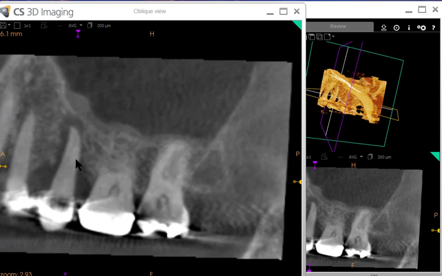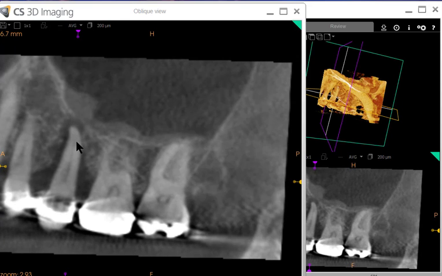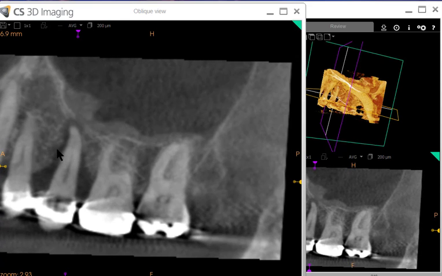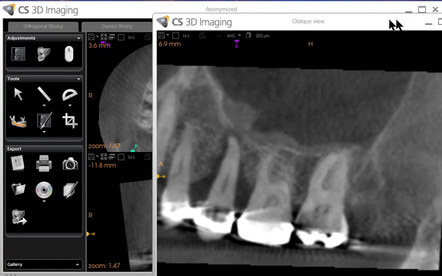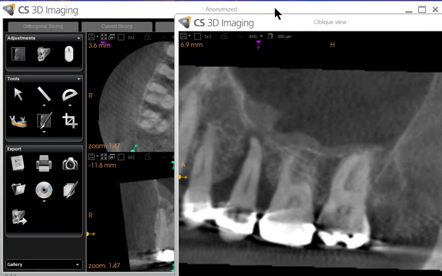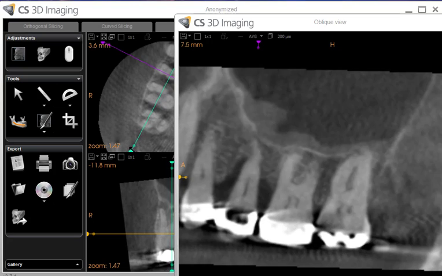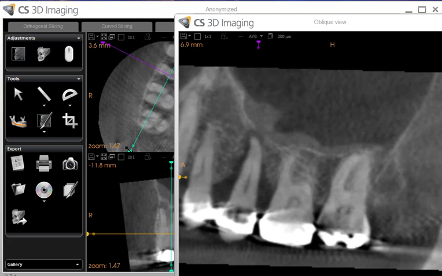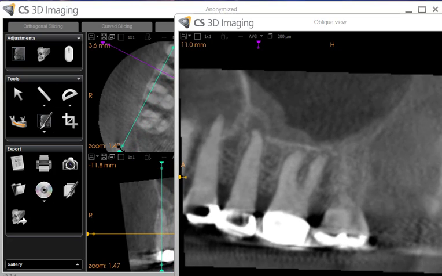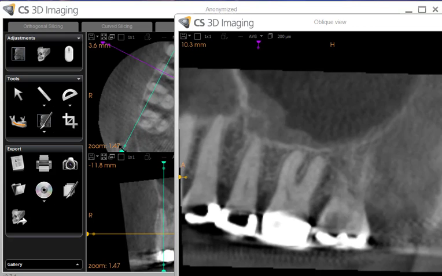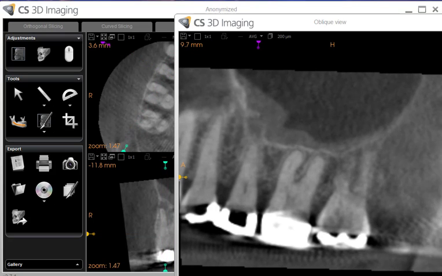And so again, this is the sagittal view. We're going to scroll back and forth, and this is the palatal root, and you can see it here as I'm scanning through it. You can see the bone loss all up and down the palatal root, whereas the buccal root has a periapical lesion, but we don't have bone loss.